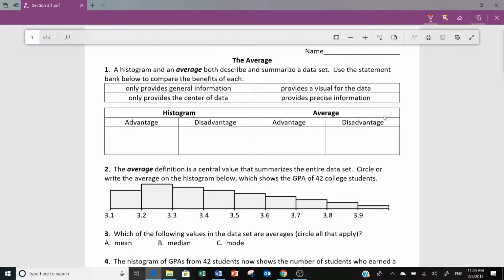What provides the center of data? What provides the center of data? What do you think of when you think of the center? Let's say average. Exactly. Was that an advantage? That's in the disadvantage that only provides general information. Well, the average is a calculation, so it's actually pretty specific. It tells you a very specific number. Yeah. So I wouldn't consider that general. You're right. All right. Okay, I think it's time to go over these.